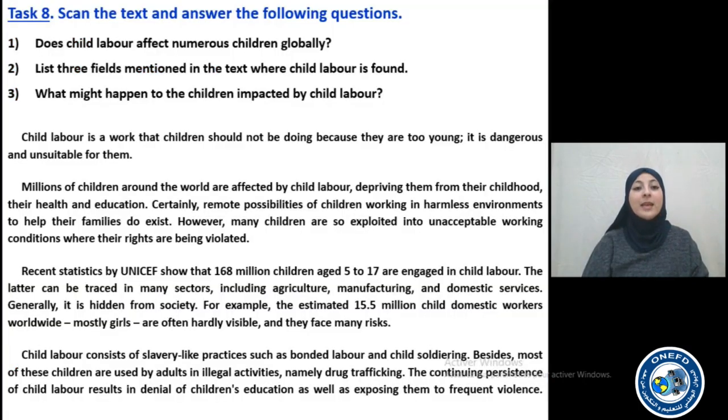Task 8. Again, you're going to use the scanning strategy to answer the following questions. Question 1. Does child labor affect numerous children globally? 2. List 3 fields mentioned in the text where child labor is found. 3. What might happen to the children impacted by child labor? Take time to reread the text in order to answer the questions.